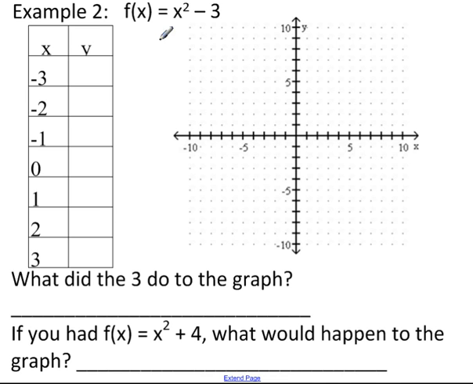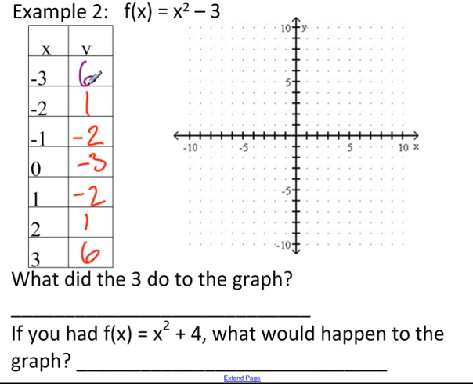So example number 2 here, we're going to take x squared minus 3. So f of negative 3 would be equal to negative 3 squared minus 3. 9 minus 3 gives me 6. So I'm going to put a 6 in here for that spot. You can hit pause if you want to and go ahead and fill the rest of these in. That's what I'm going to do.